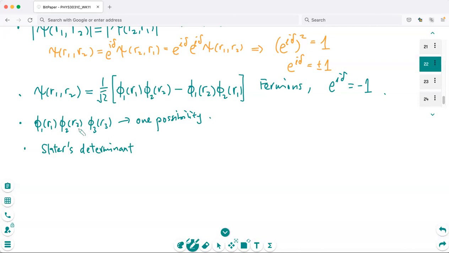Now, if you have two particles, it's easy. You only have two terms. If you have three particles, you can think about it yourself. You can list out all possibilities, and you have three factorial terms. Okay, so those are the possibilities you can have when you have three particles, and then you exchange two of them at any time.